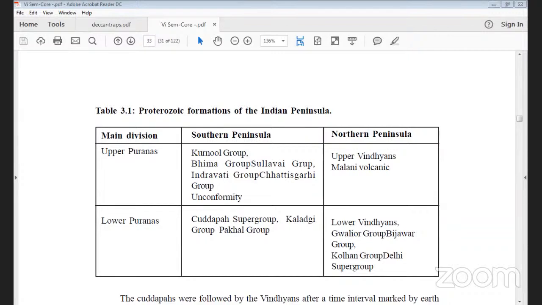Again, when you come towards the north, in the northern peninsula, the upper Purana consists of the Malani volcanics. Then in the lower Purana, the Cuddapah supergroup, Kaladgi supergroup, and Pakhal group are contained. In the northern peninsula, the lower Vindhyan, Gwalior group, Bijawar group, Kolhan group, and Delhi supergroup were recognized.